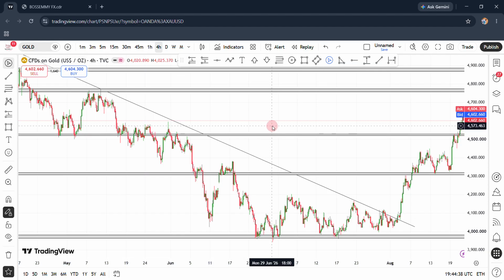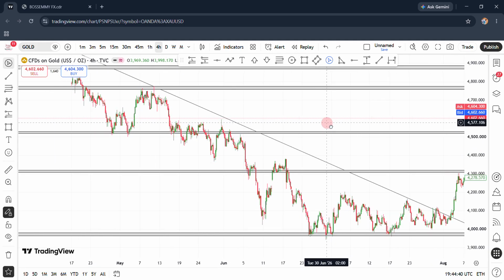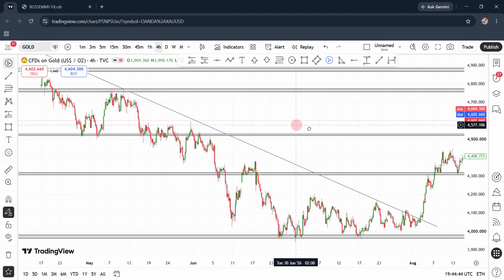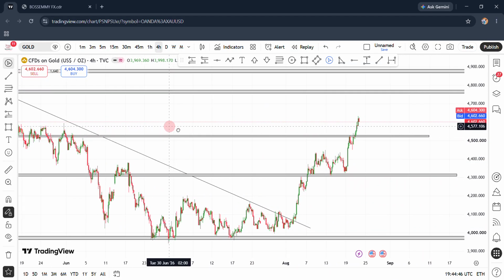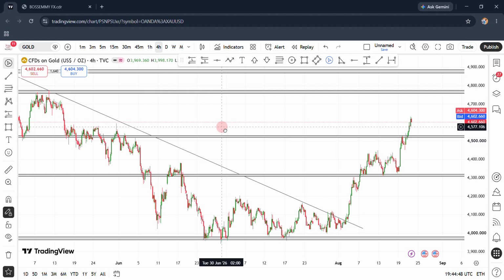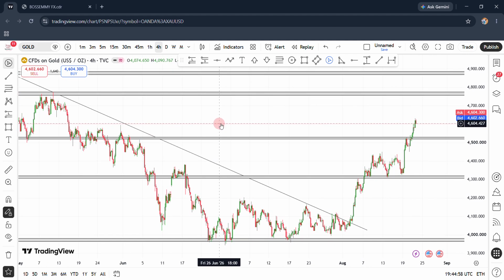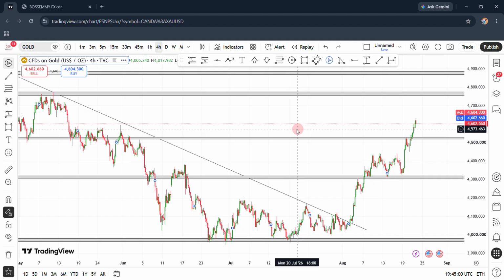Now why am I extending it? I want to be sure that I'm drawing my support and resistance levels where I want them to be, so I'm sure of where I'm marking it. It's accommodating this and this with this currently. Where it was before, it was not accommodating a lot, and I feel like this is the best way to go about it.